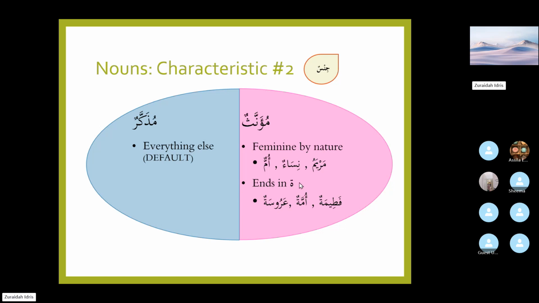And I would like you to note as well, there's an asterisk there. There are male names that end with ta marbuta, but that doesn't change them and they become feminine. They don't become female. They're still male and they're treated as male. So this is something that you need to be aware of. If you are male and female, then you are treated as masculine and feminine.